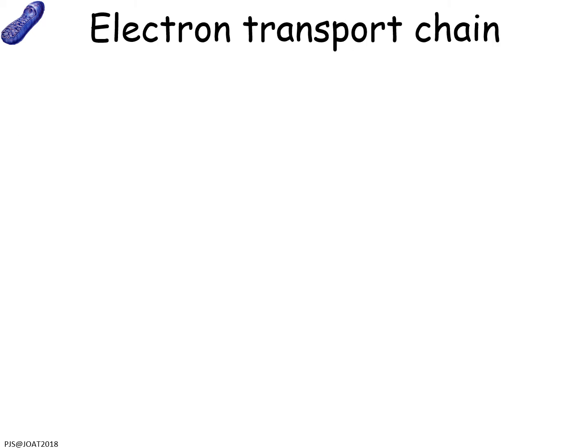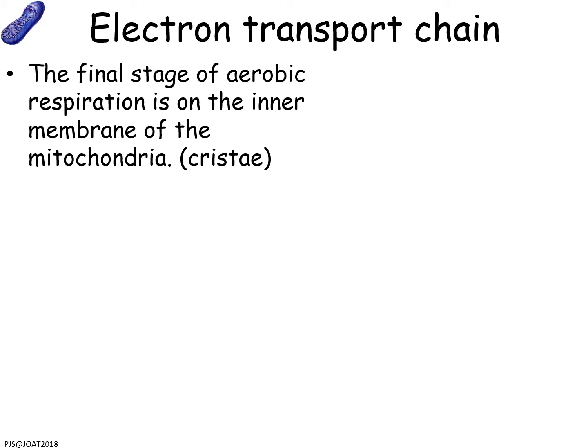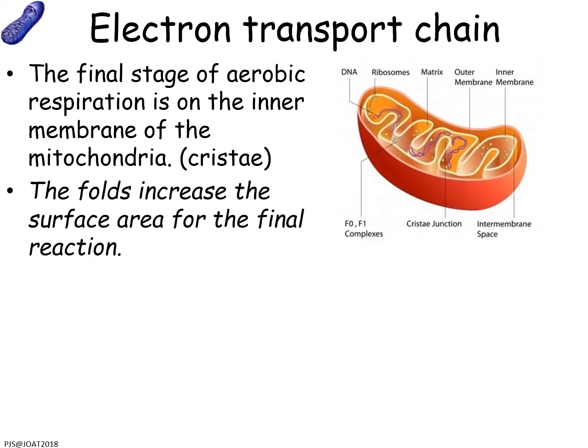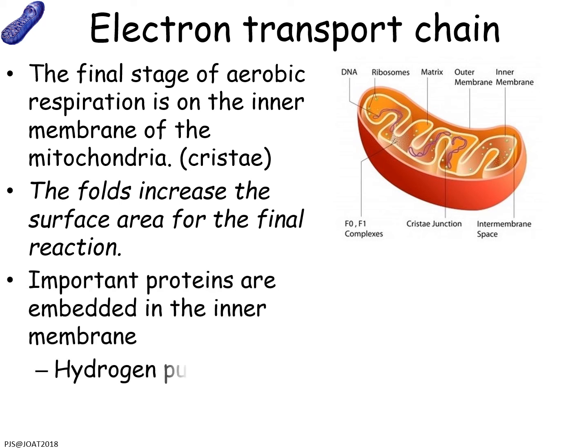Okay, your final stage, electron transport chain. This is where you actually get the energy out of the rest of it that you were trying to do in the first place. So you're going to use the inner membrane of the mitochondria this time. This is called the cristae. And this cristae is the folds. And the folds are there to increase surface area, because the greater surface area you have, the faster your reaction can be. You've got 2 really important sets of proteins on here. You have hydrogen pumps and you have ATP synthase.